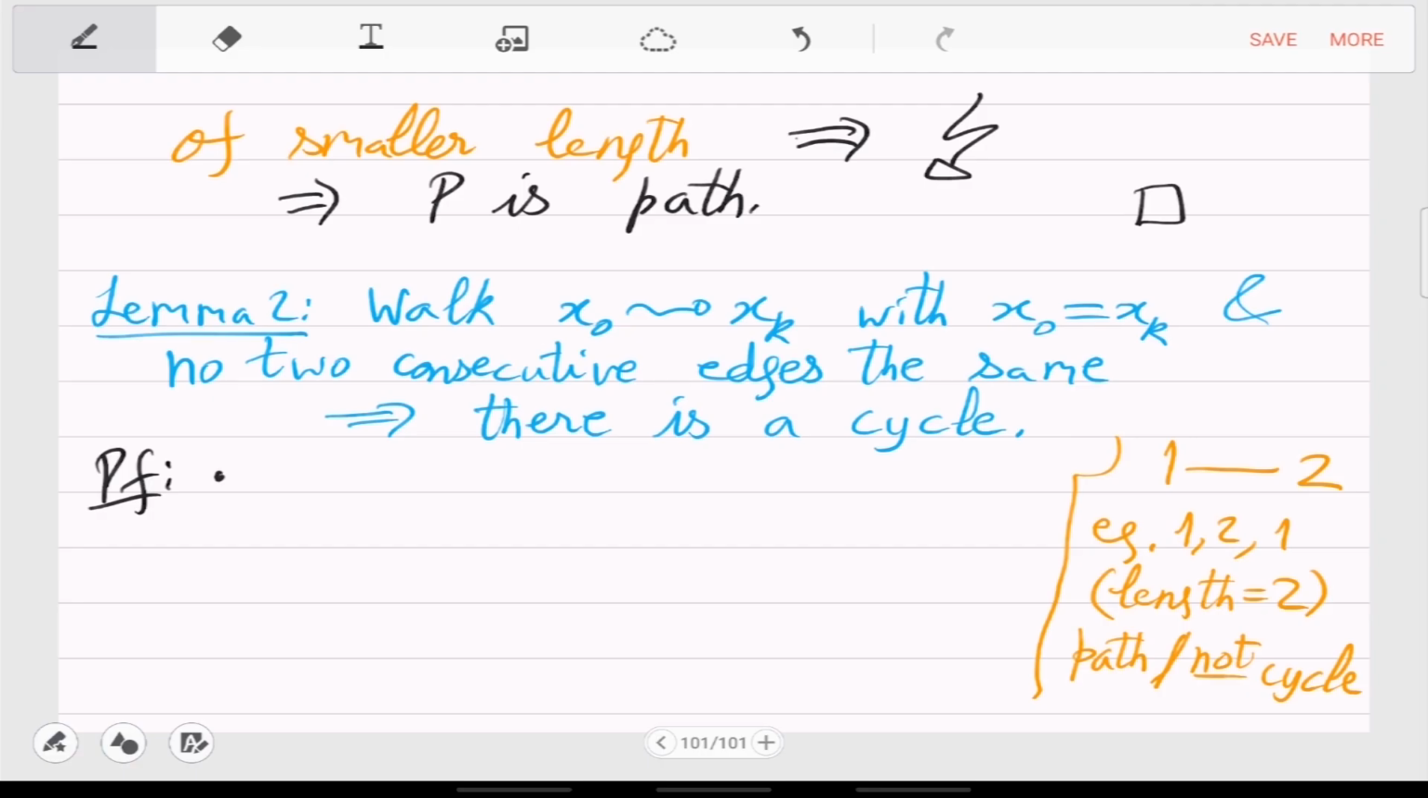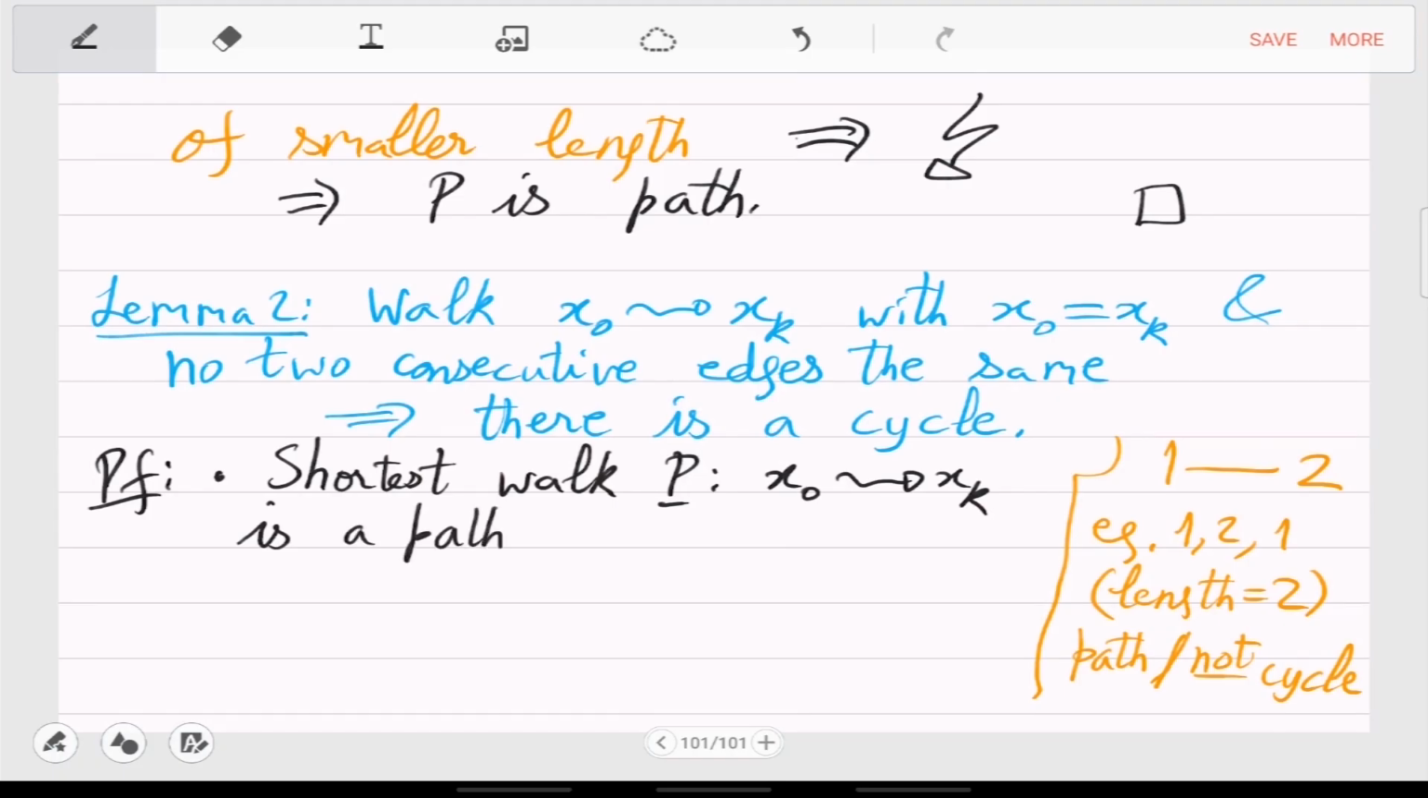So, the shortest walk P from x0 to xk. As we have shown in Lemma 1, it's a path, and then if the length of the path is greater than or equal to 3, then we are done.